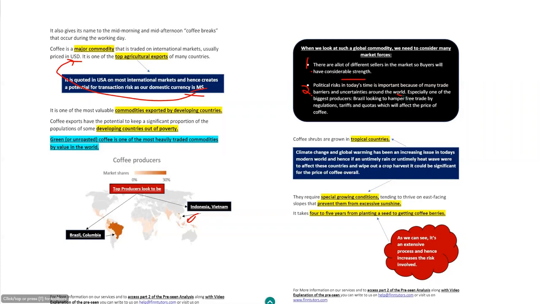Now you'll see that throughout this, we are giving you ideas and points which are not in the pre-seed. We are analyzing it. The whole reason for us to do this is so that when you write your answer, when you're looking at a scenario, you have good material to include. For example, if you're writing about external risks in an environment, you can start by saying that in today's world, political risks are something that we need to keep an eye out for. For example, Brazil and its tariffs and quotas, which are affecting coffee.